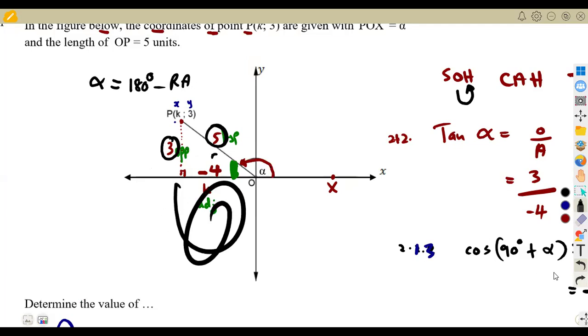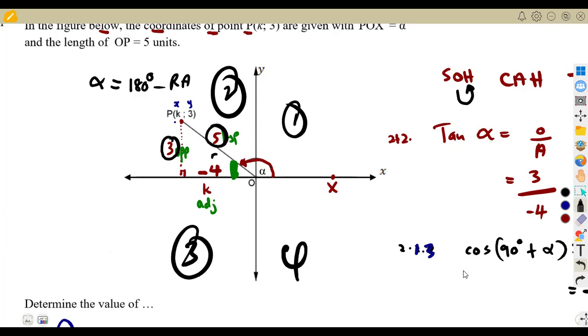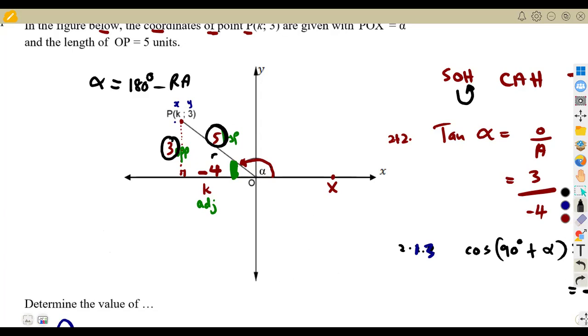If it was in the third quadrant, alpha was going to be 180 degrees plus the reference angle. If it was in the fourth quadrant, your alpha was going to be 360 degrees minus the reference angle. You need to know the quadrant that you are in. Which quadrant are you working with? We are in the second. This is the first, the second, the third, and the fourth quadrant. All right? So that is the condition. So we said in the second quadrant, the exact angle alpha is going to be 180 minus the reference angle.